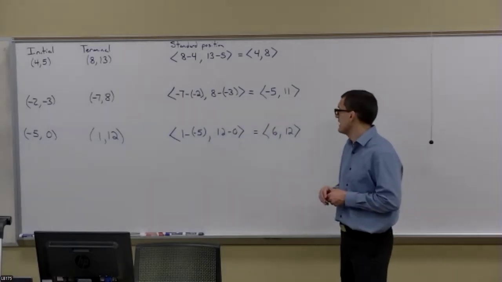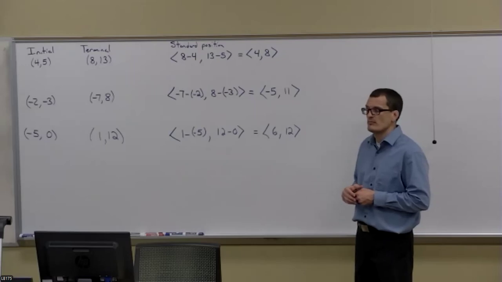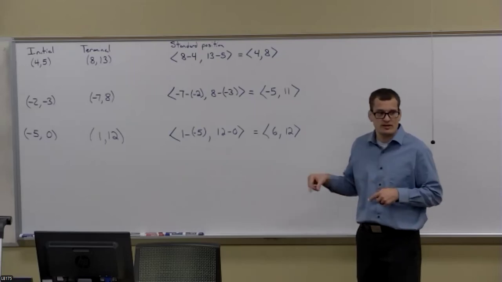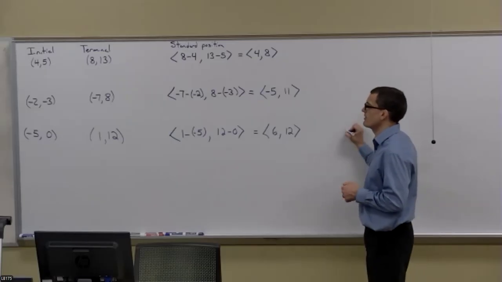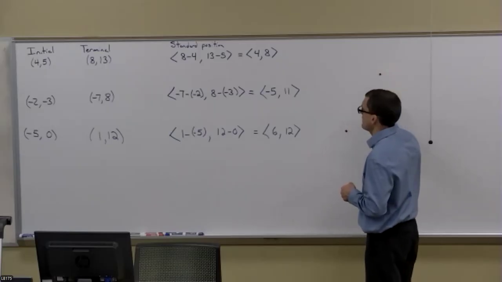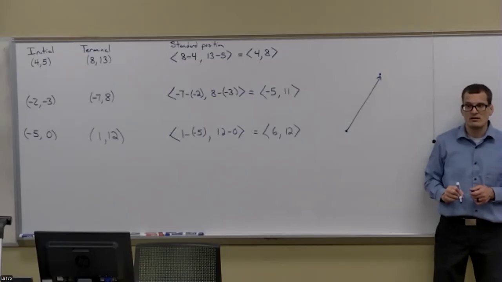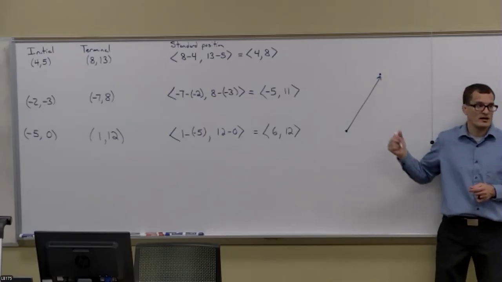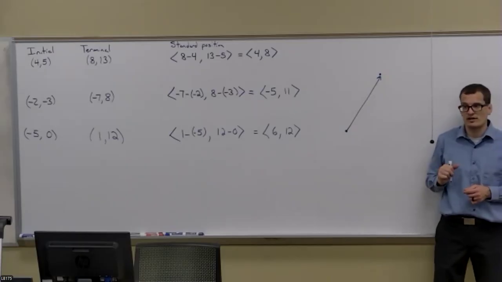<4, 8>, <-5, 11>, <6, 12>. Make sure you're subtracting terminal minus initial to get the right direction. And if you're ever in doubt, just think about how this is going to work. For starting at (4, 5) and ending up at (8, 13), you draw that arrow. You're moving to the right and up. So you should be moving in the positive X direction and positive Y direction. That makes sense.